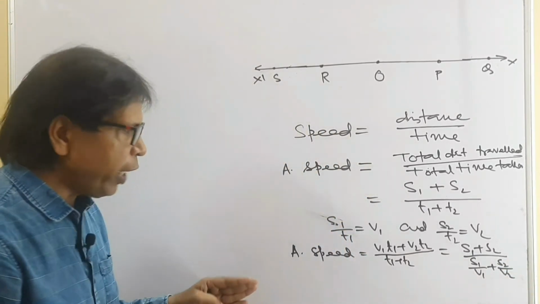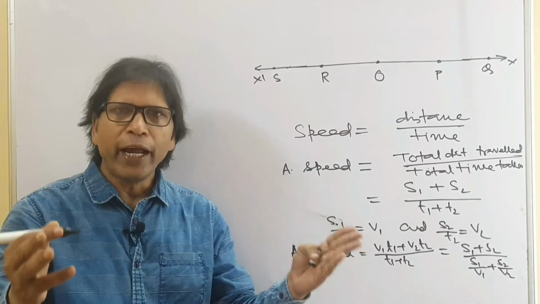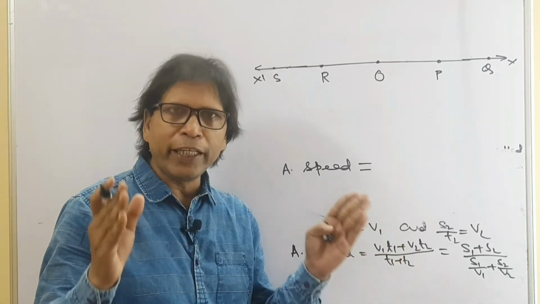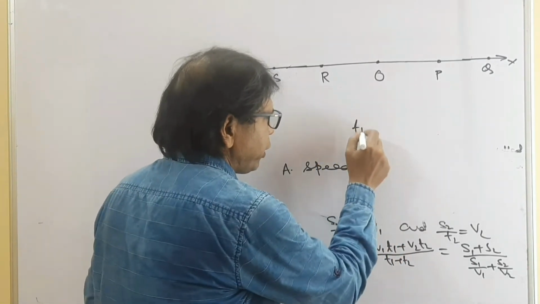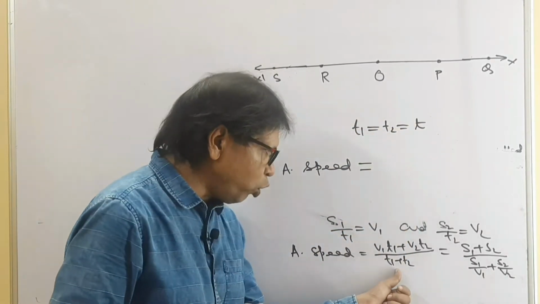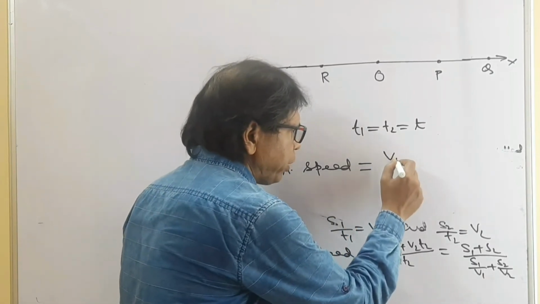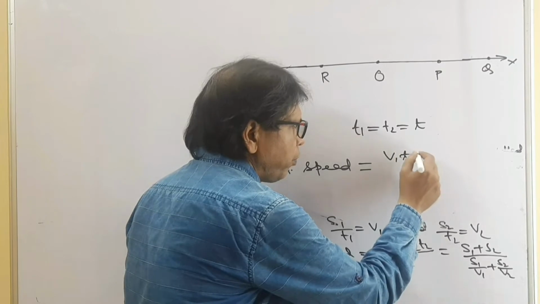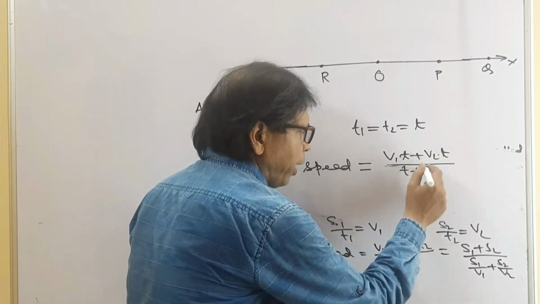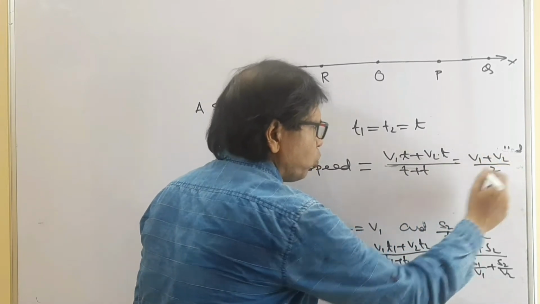Now we have to calculate the average speed in equal time and average speed in equal distance. Look at this, for average speed in equal time, t1 equal to t2 equal to t. If we put the value of t1 equal to t2 equal to t, we get average speed v1 into t plus v2 into t divided by t plus t, that is v1 plus v2 divided by 2.